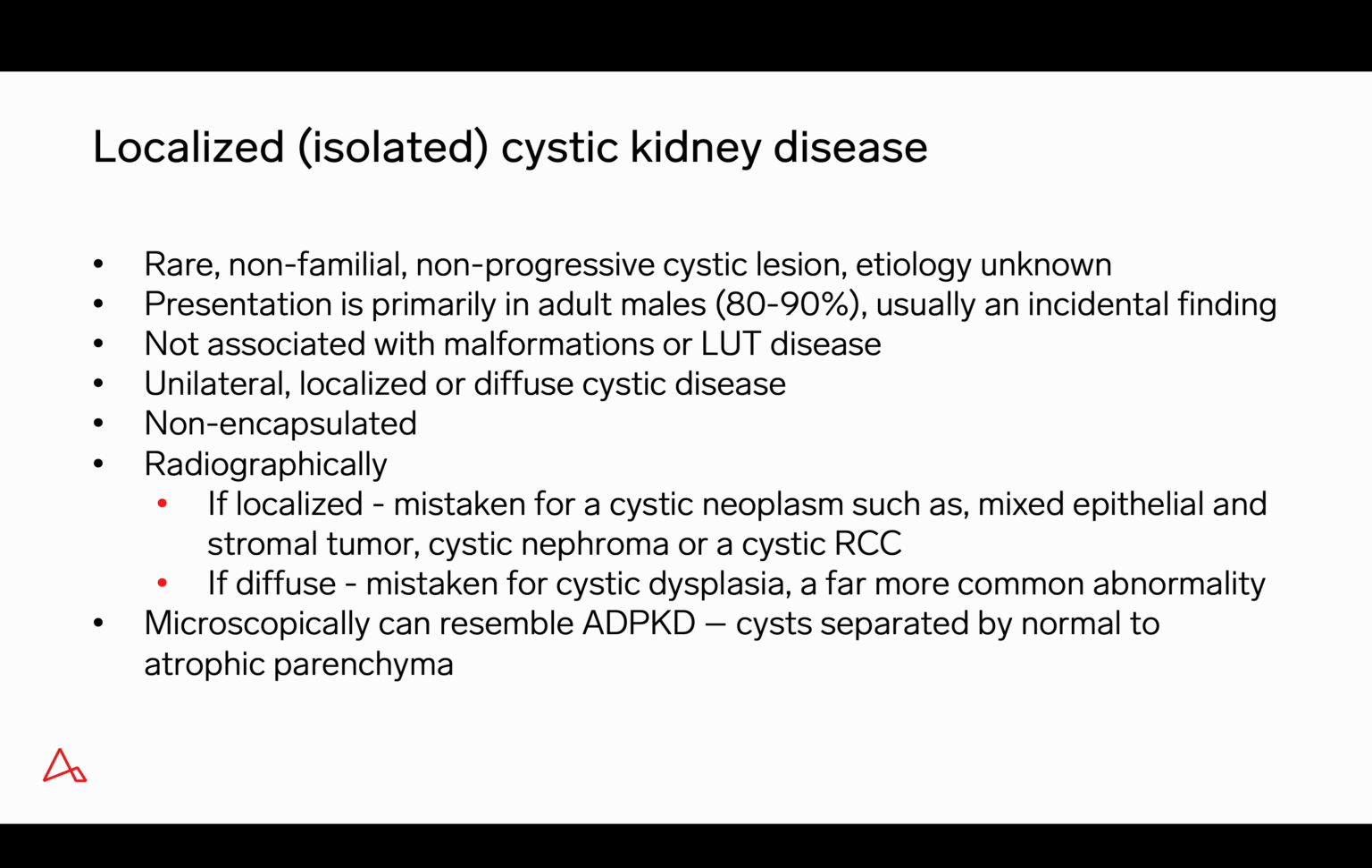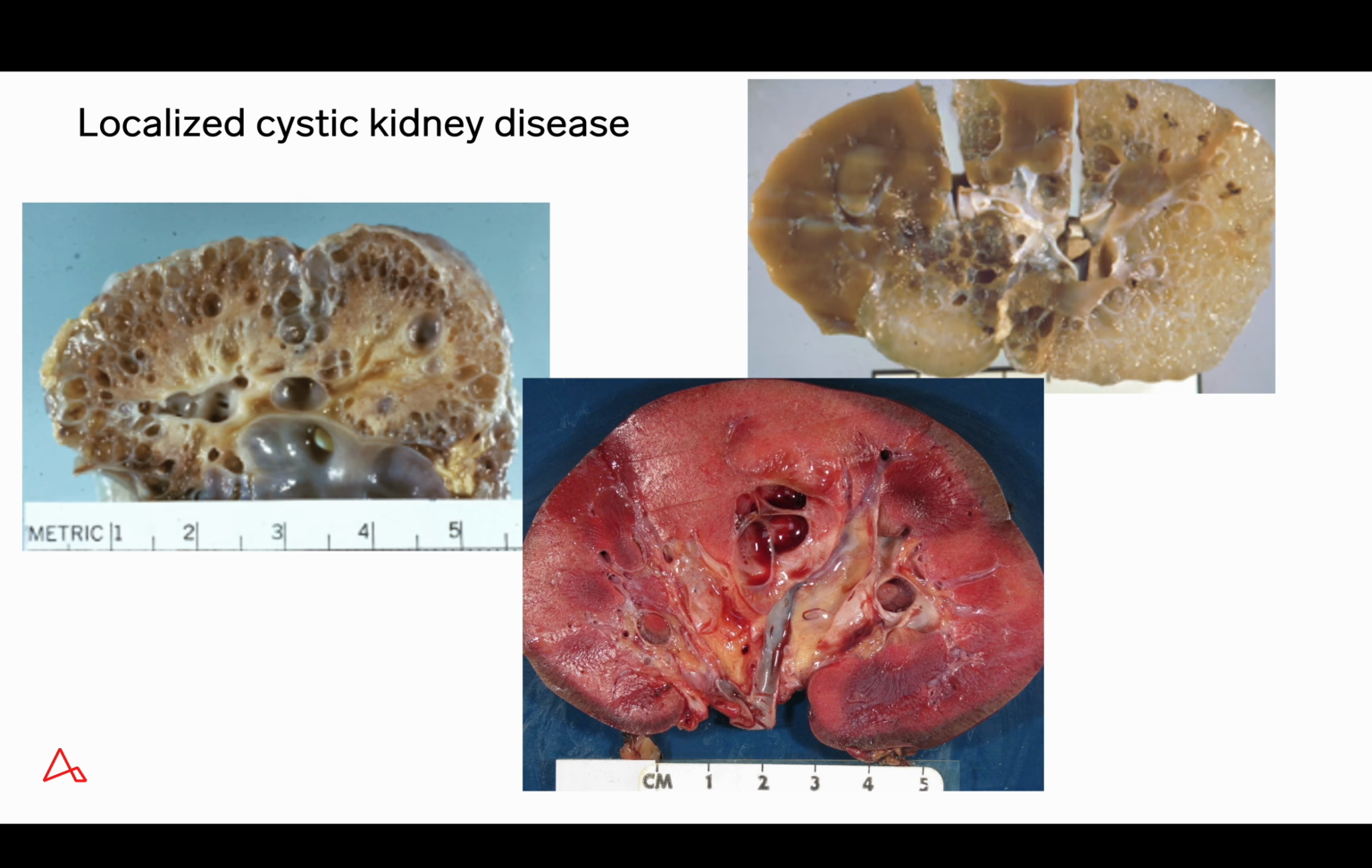Microscopically, it bears some superficial resemblance to autosomal dominant polycystic kidney disease in the sense that cysts are separated by normal to atrophic parenchyma, and I'll illustrate all these features in a moment. Here I have three gross photographs providing the range of cystic alteration you can see in localized cystic kidney disease. In the upper left, we have a kidney which is diffusely replaced by cysts. This is the least common presentation.